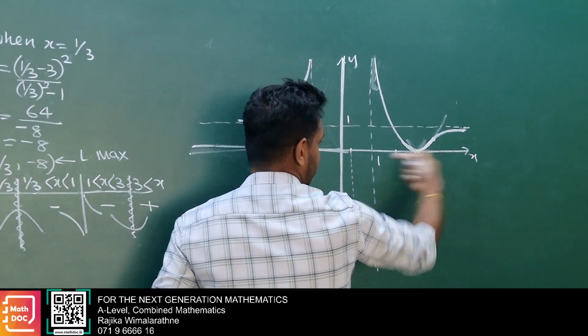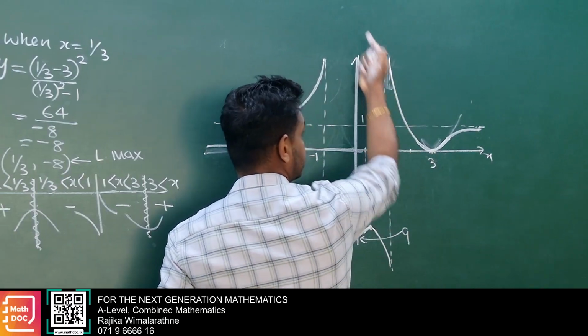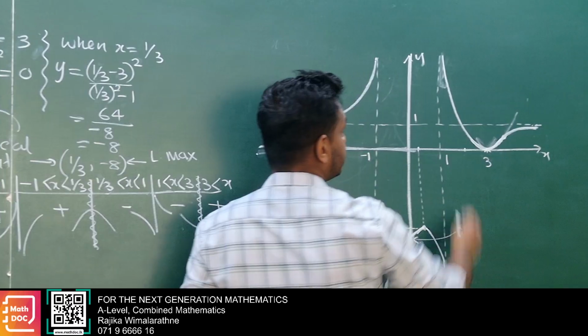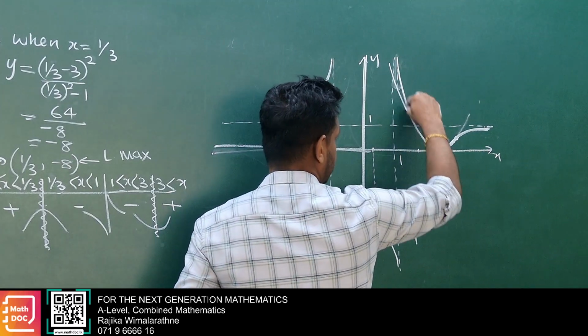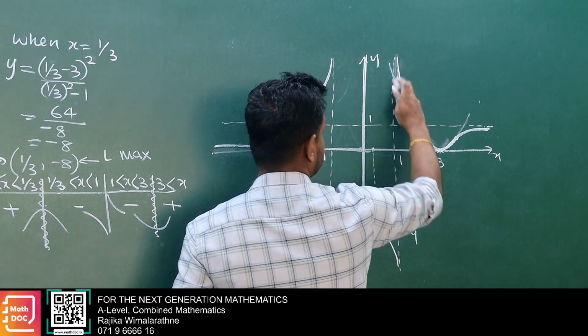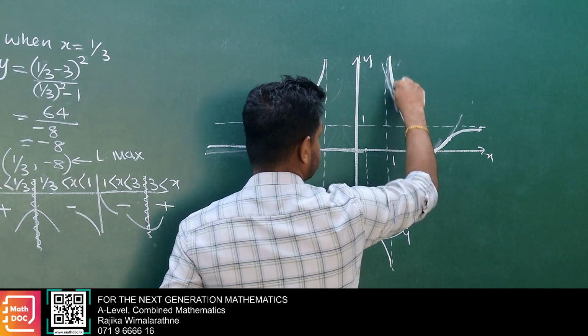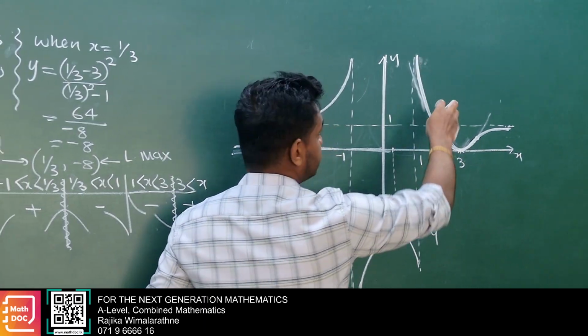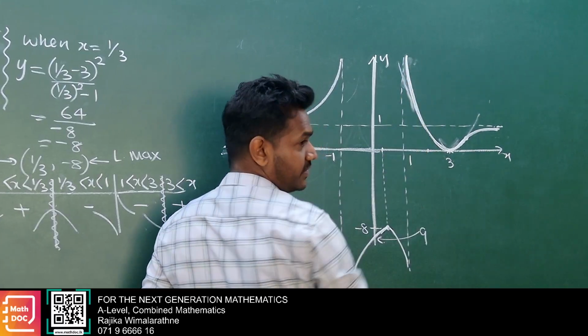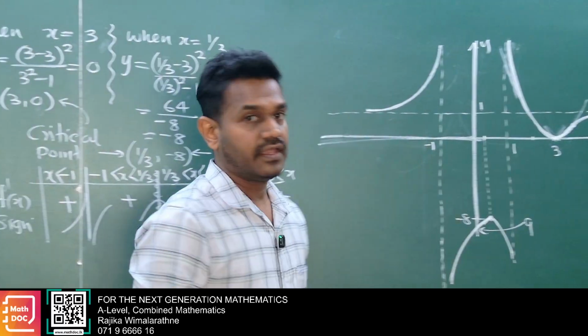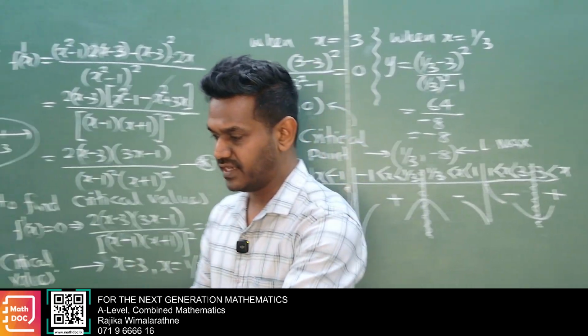So when x goes to 1 plus side, we have to touch it. Okay? Don't sketch it like it cuts. It is wrong. Don't cut it. So when it touches, stop sketching. Okay. Now let's do another one.